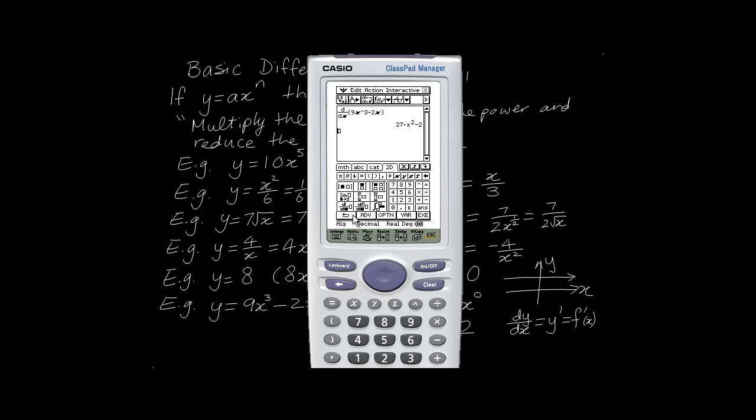Some people like to use the diff option. If we go back for a moment, go under math, calc, diff, which is short for differentiation. We can enter 9x to the power of 3 minus 2x and get the same result that way. So a couple of different ways of doing this on the Classpad.